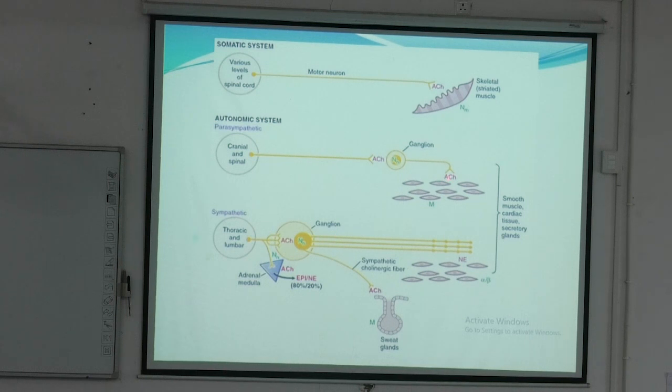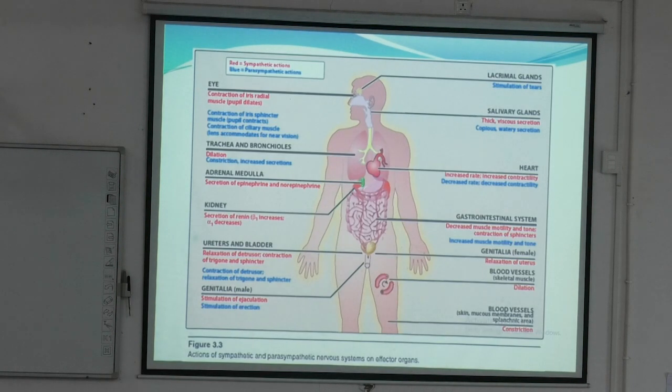And in the postganglionic fibers, there is acetylcholine, which acts on the different organs where the innervation is present, like smooth muscle, cardiac muscle, secretory glands, etc. Here, there is norepinephrine. In some cases, there is acetylcholine, and it acts on the different other systems. So basically, this is the anatomy and the physiology of this. This is the same thing.